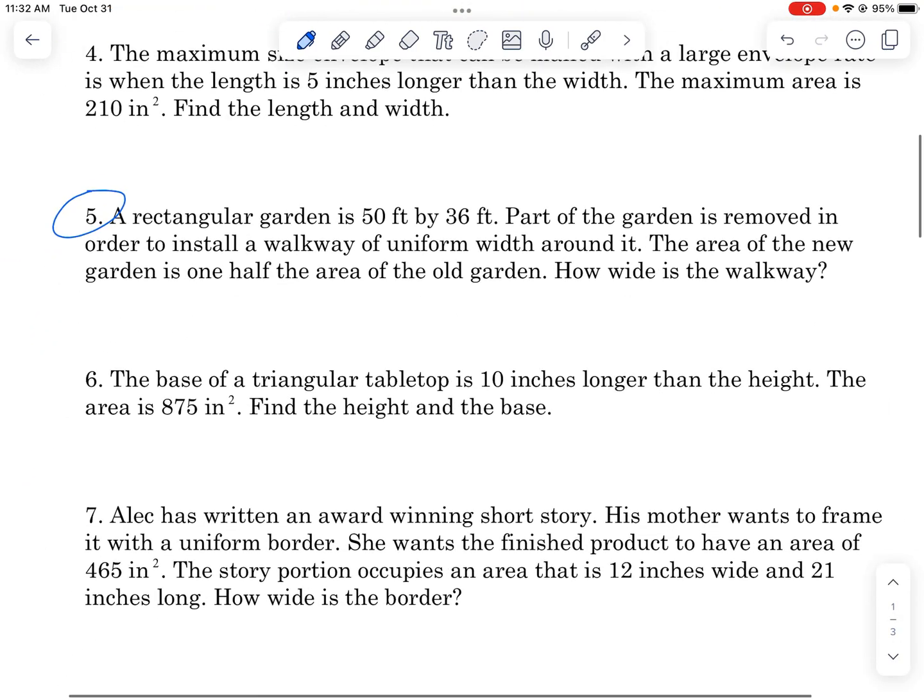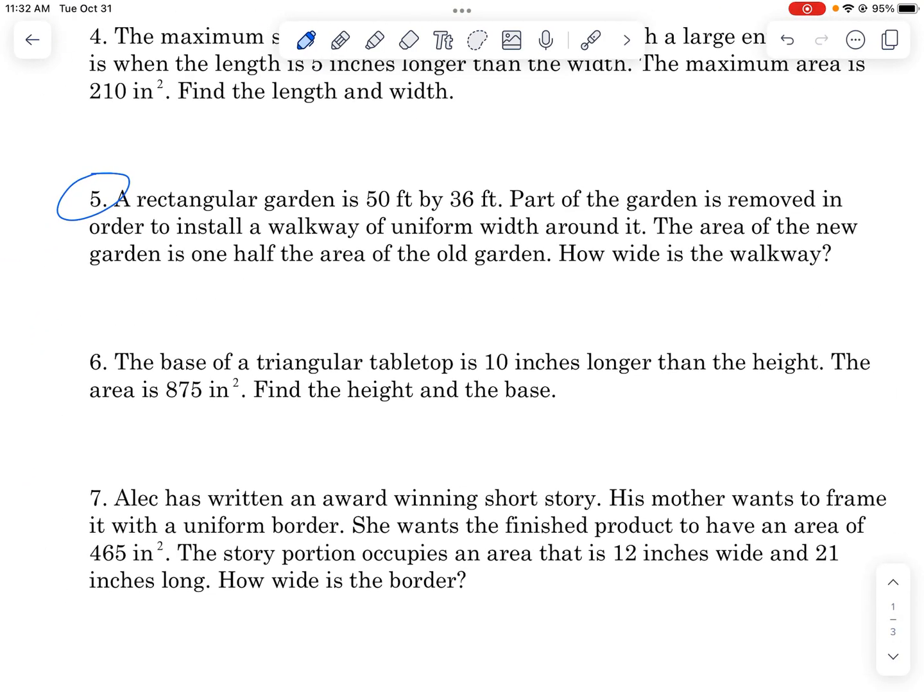Well, let's go down to another one and try this process again. Number 5, a rectangular garden is 50 feet by 36 feet. Part of the garden is removed in order to install a walkway of uniform width around it. The area of the new garden is half the area of the old garden. How wide is the walkway?